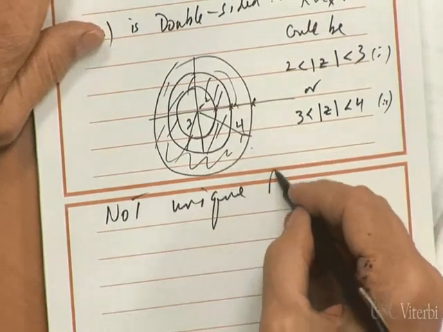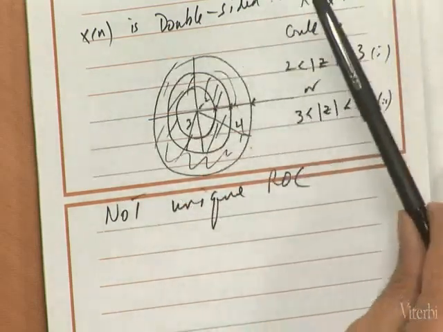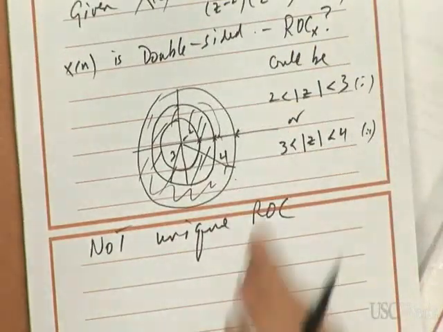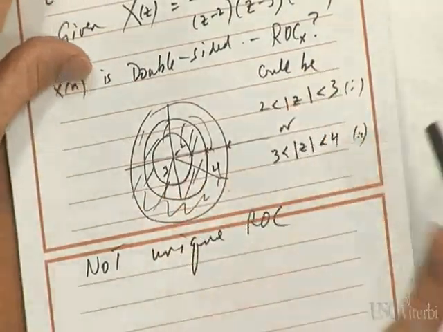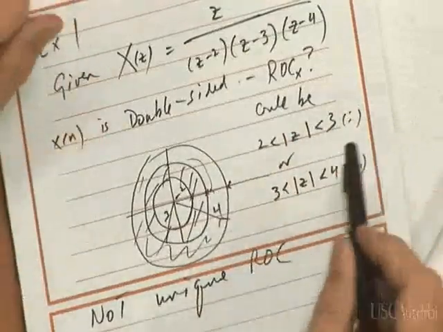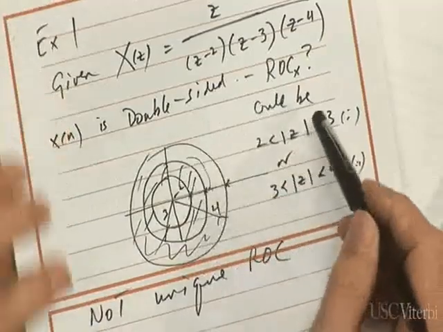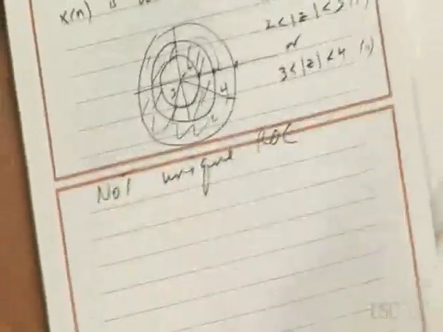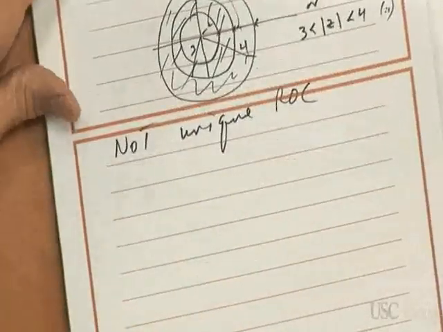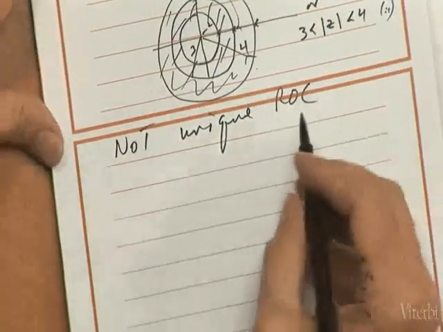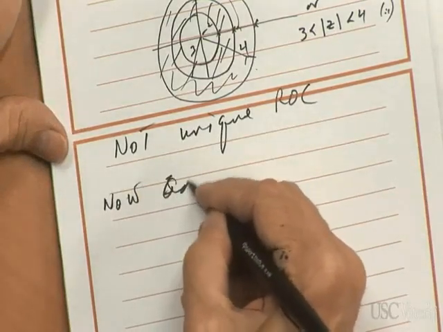So, without a unique ROC, you can't invert it, see? You cannot invert the Z transform. You have to remember that, unless you know the region of convergence. You simply can't do it, because if you do a power series, geometric series technique, you have to know where the region of convergence is, so you know how to manipulate the power series. So, very interesting.